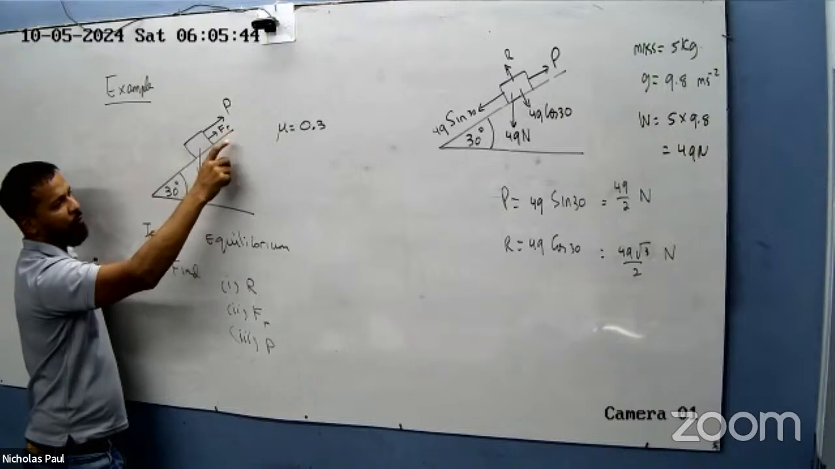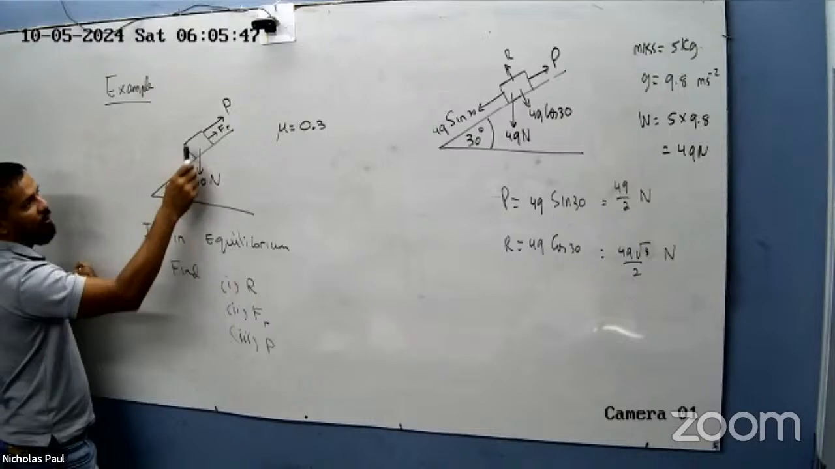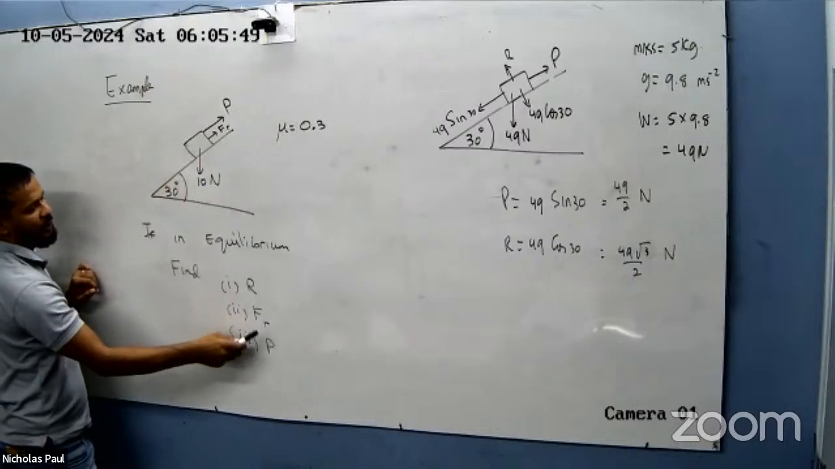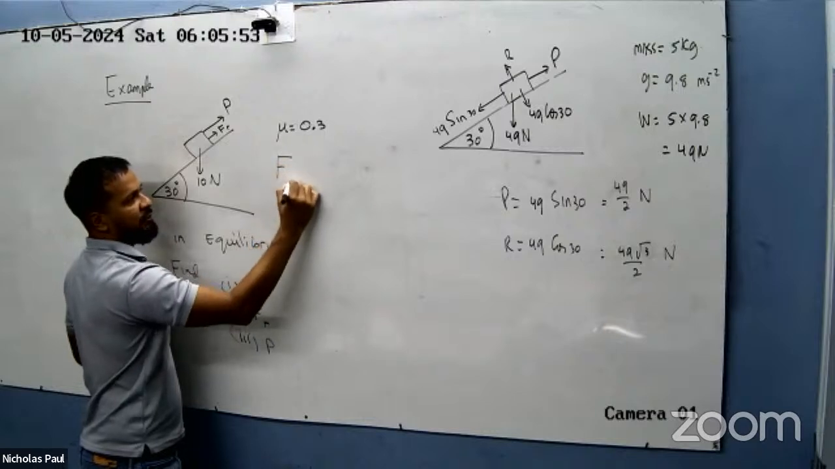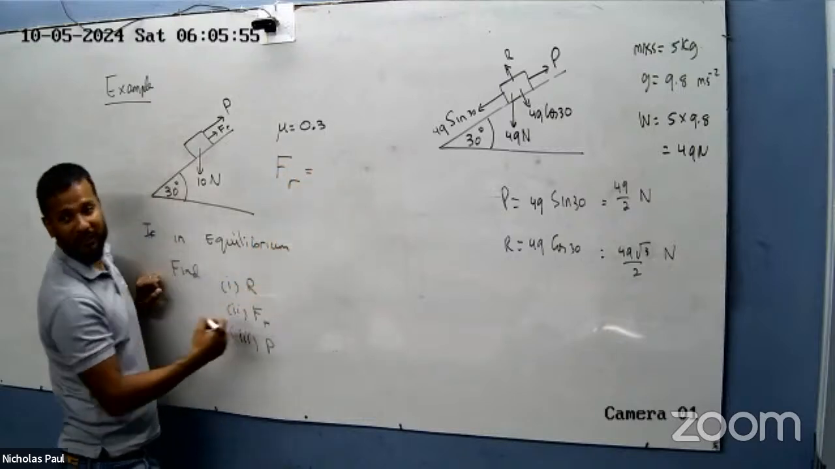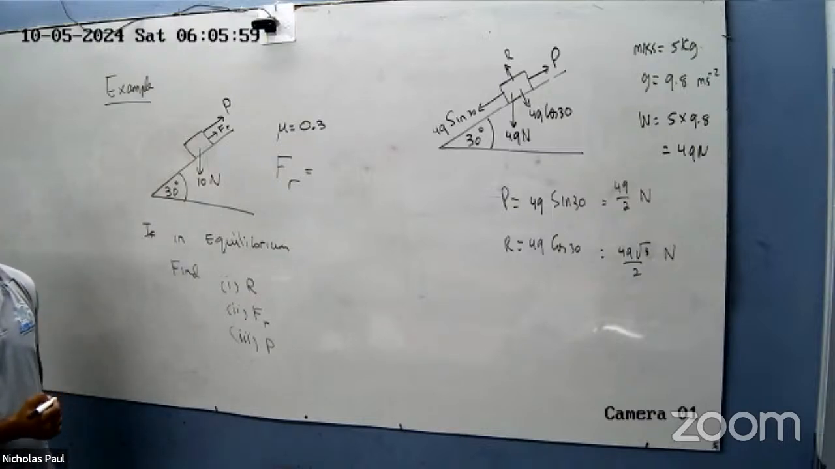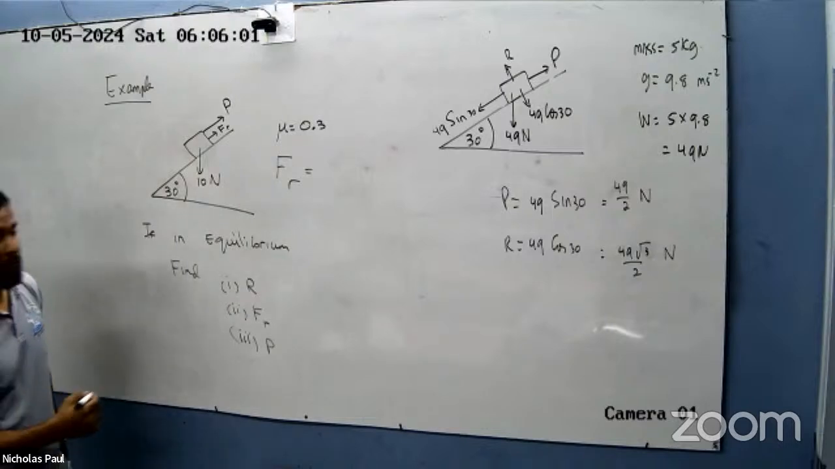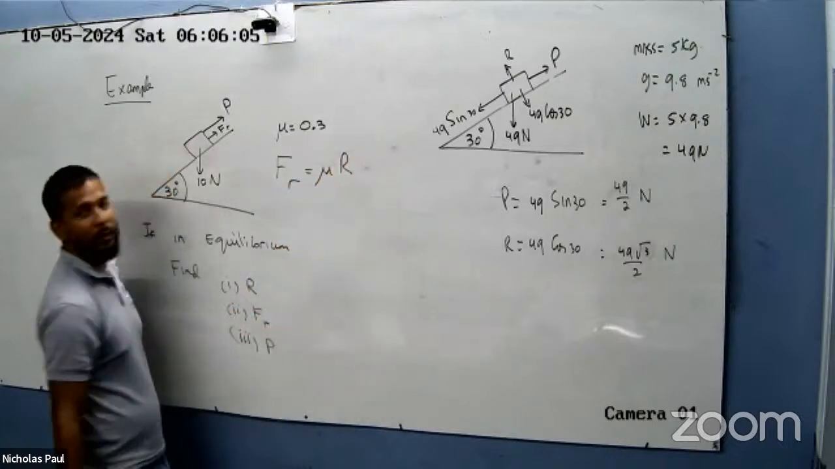Right? So what I want you to do is to find R for me, find the friction, and then find P. I just remind you that friction is equal to what again, P? What's the formula for friction? Mu R, okay. Actually paying attention, man. Mu R.